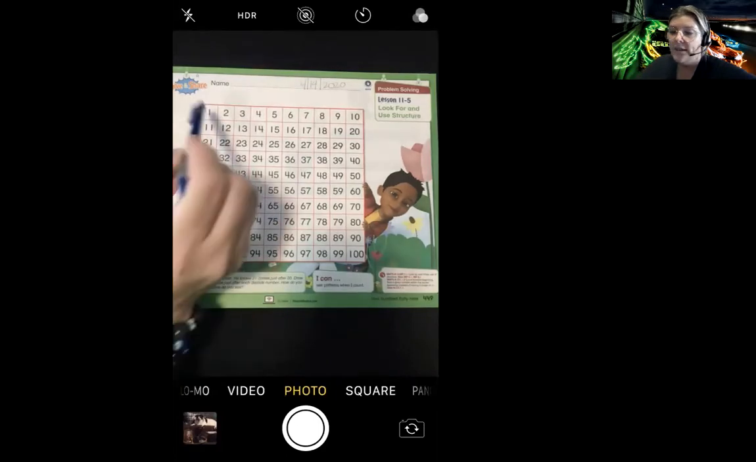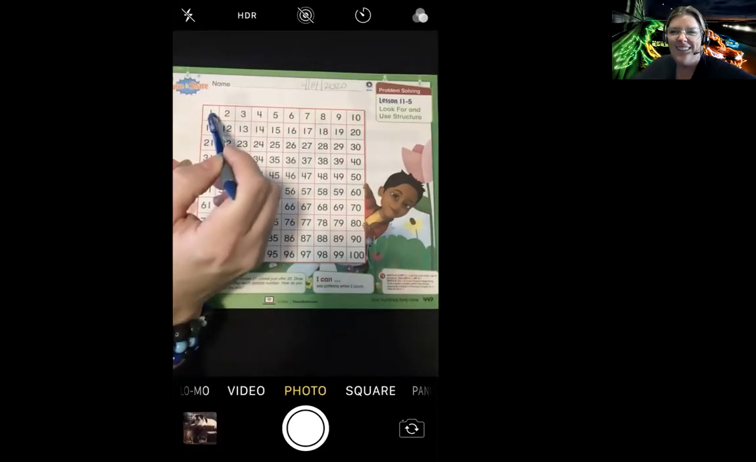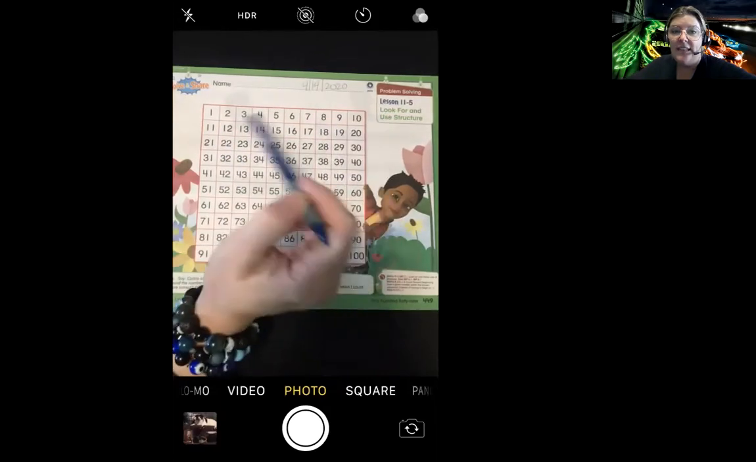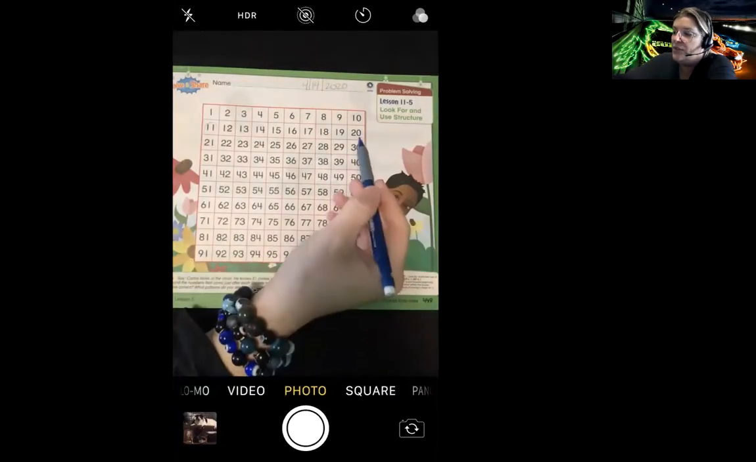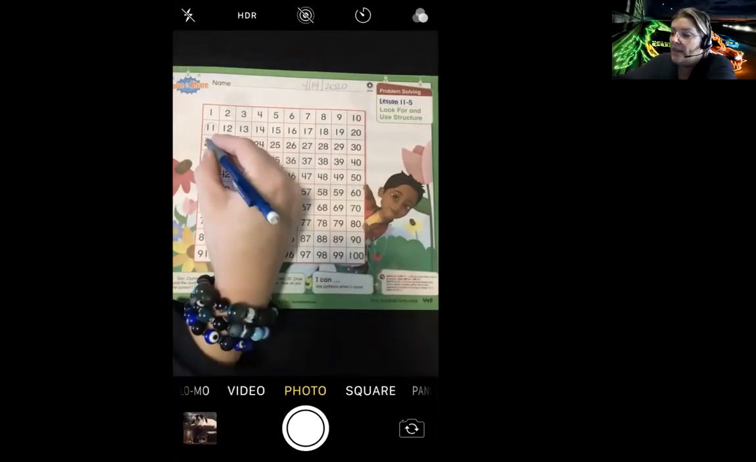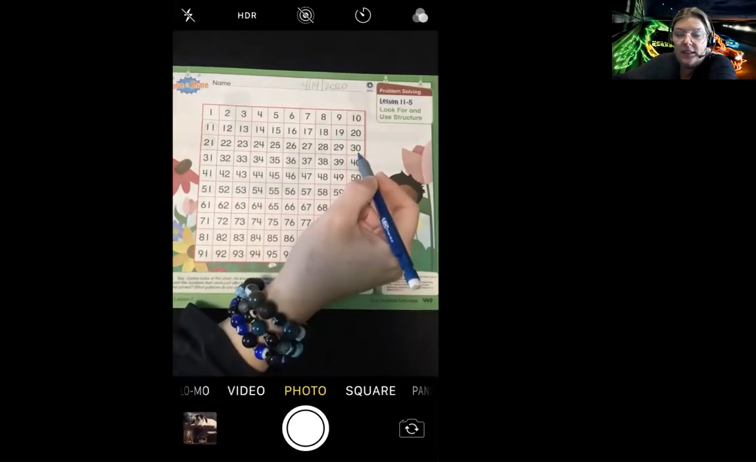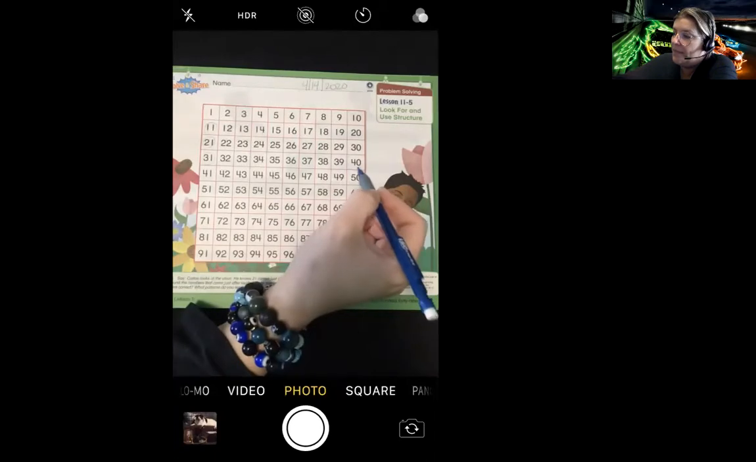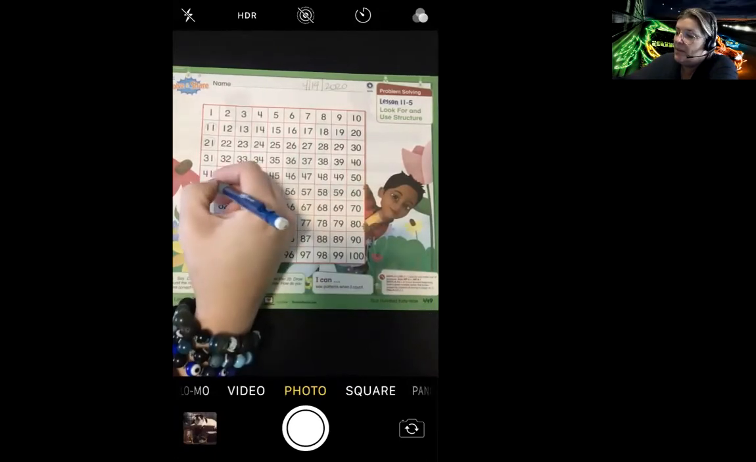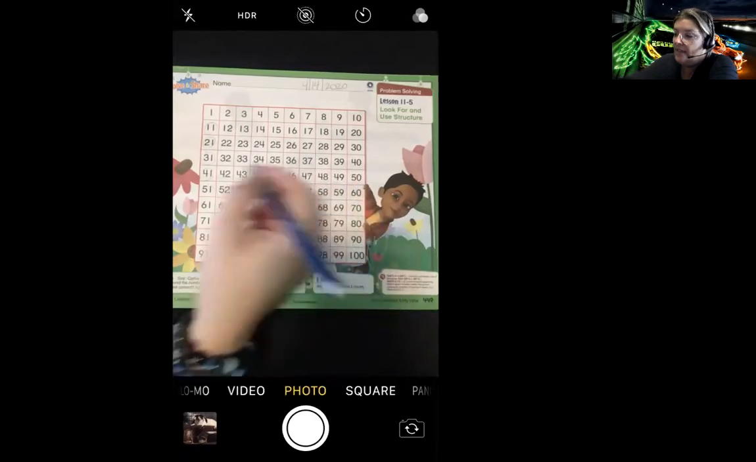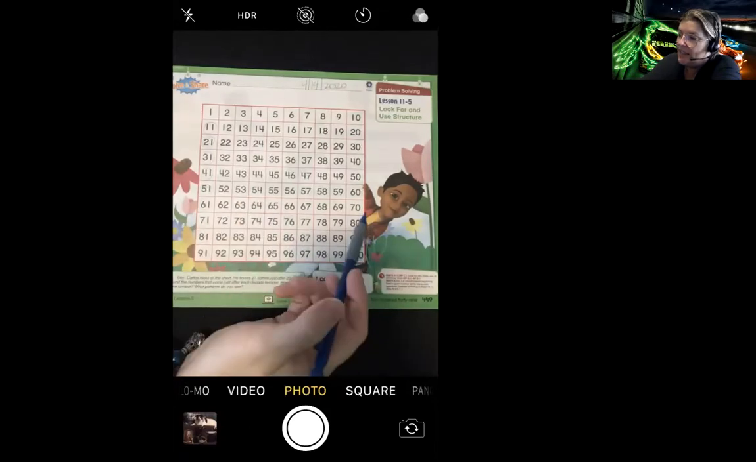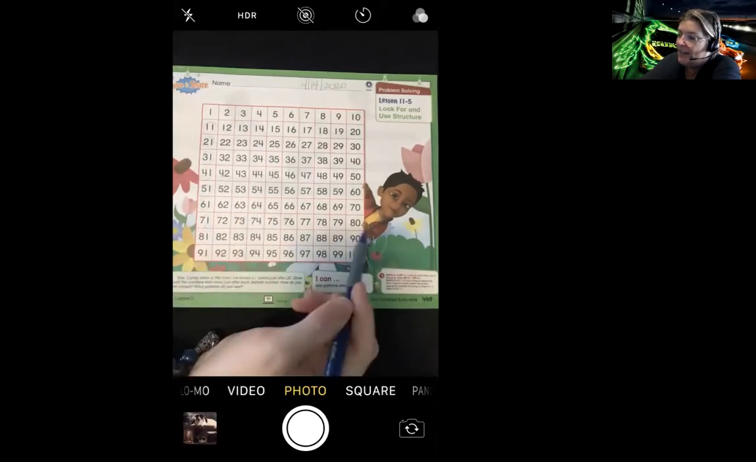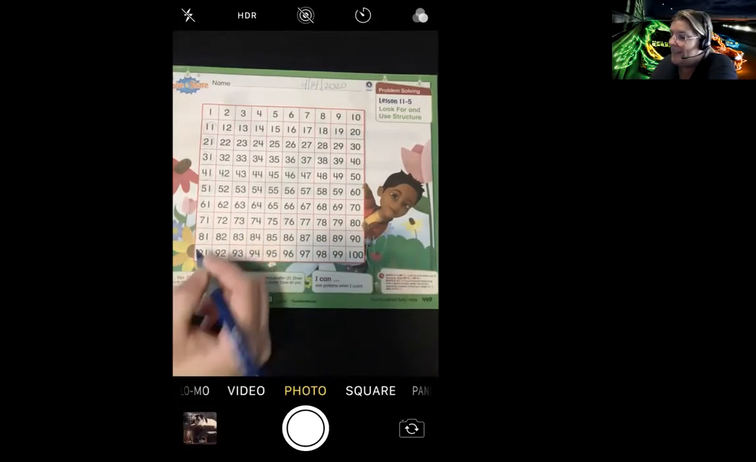So does 1 come after a decade number? No. But look, after 10 is 11. So let's circle 11. What comes after 20? 21. What comes after 30? 31. 40. 41. 50. 51. 60. 61. 70. 71. 80. 81. 90. 91. Nice job, you guys.